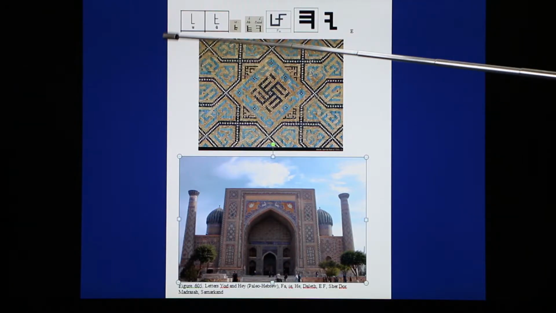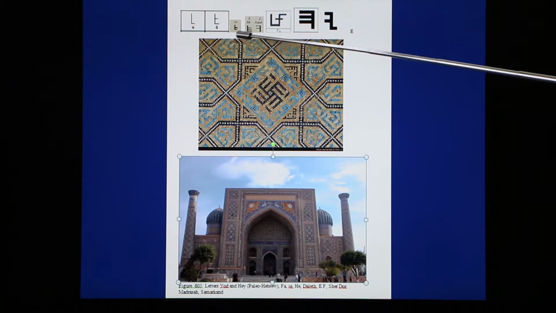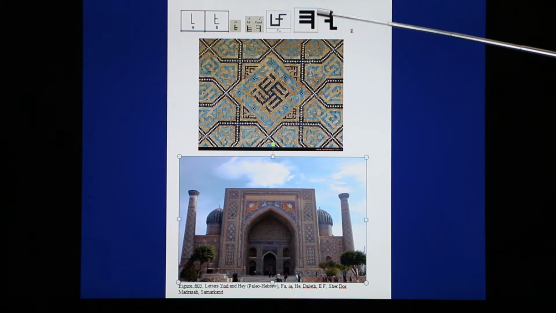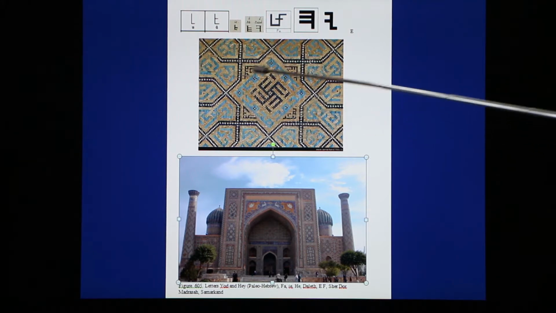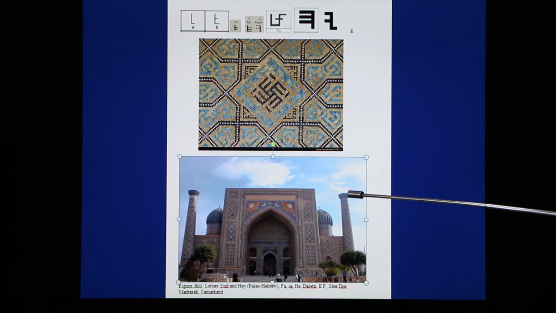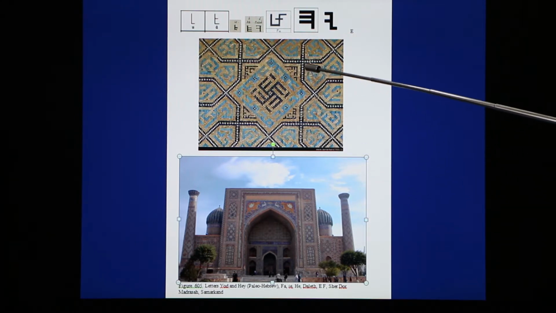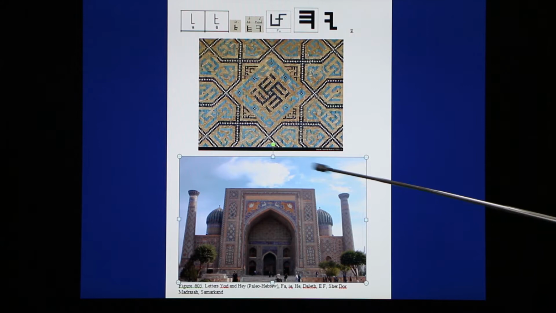So here are 2 letters, Yod and He, in Paleo-Hebrew. Here are 3 letters in early Hebrew. This is Fa. These again are 2 Hebrew letters in various forms. Now I switch them and so on. And I'm in the Sherdor Madrasa in Samarkand. And here I have a triple F kind of thing. And all of this is taking place up here.